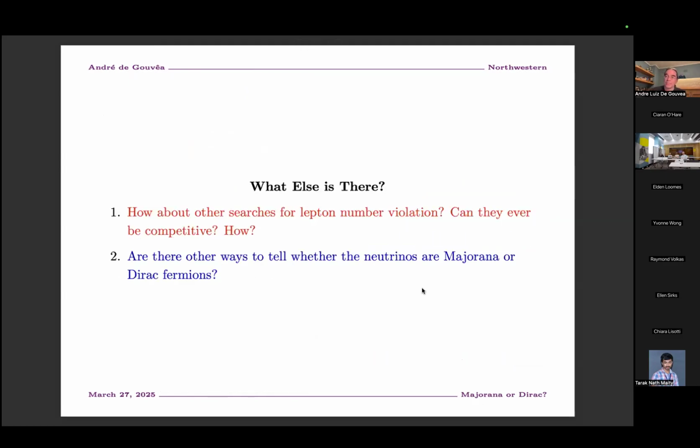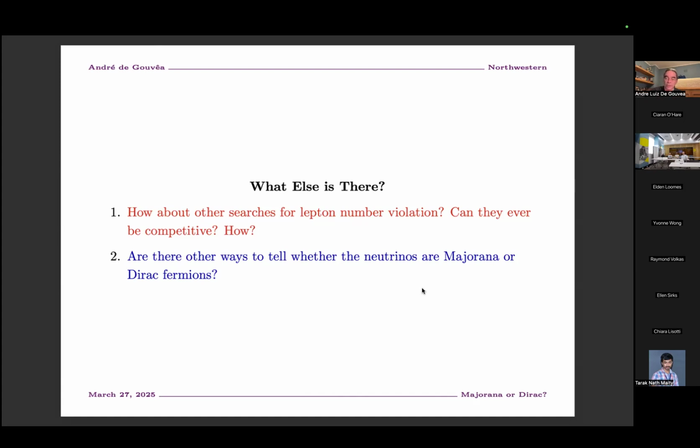Okay, so my job in the next half an hour or so is to try to tell you what else is there if you want to distinguish Majorana neutrinos from Dirac neutrinos. There are two ways of asking this question. One, of course, is that I mentioned that looking for lepton number violation is a great way to tell if the neutrinos are Majorana or Dirac. So you're allowed to ask if there are other ways to look for lepton number violation that are not neutrinoless double beta decay. That's one good question. Another good question is, let's forget about lepton number violation. Can I do something else to distinguish Majorana from Dirac fermions?